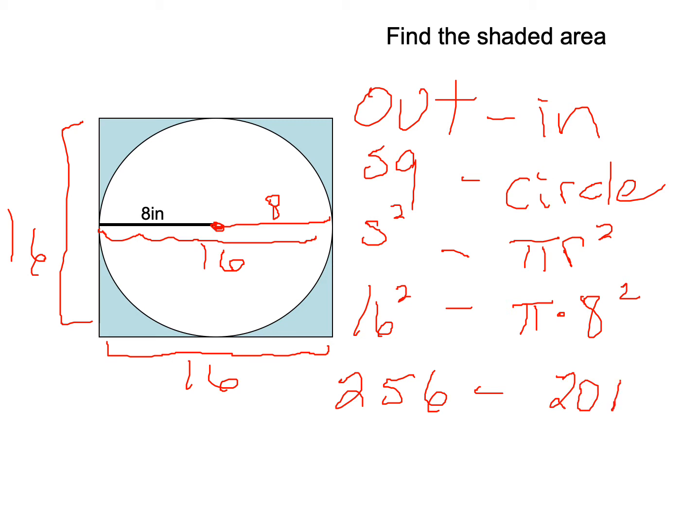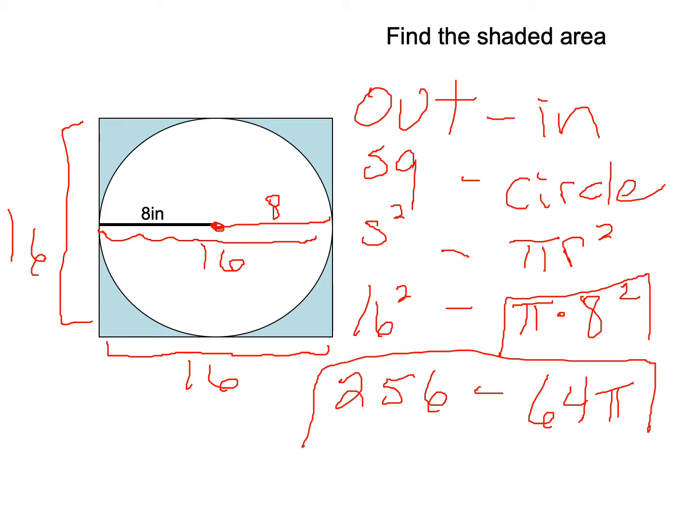Let's go back a second. The ACT would leave it as 64 pi right here, because this would give you 64 pi, and they'd stop, and that would be your answer. But we're going to put it in and really work it out.